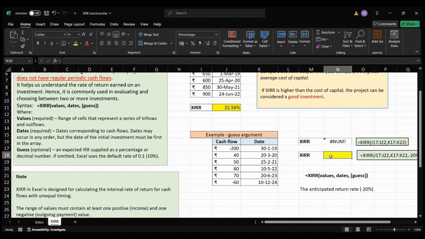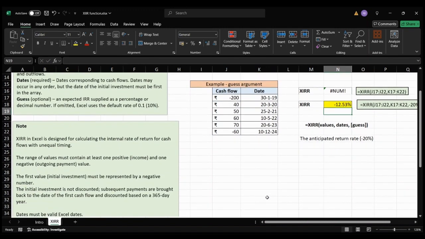So here we'll use the guess argument. It is equal to XIRR, cash flow, dates, comma, minus 20%. So here we got the value as minus 12.53. So this is how we use the guess argument.